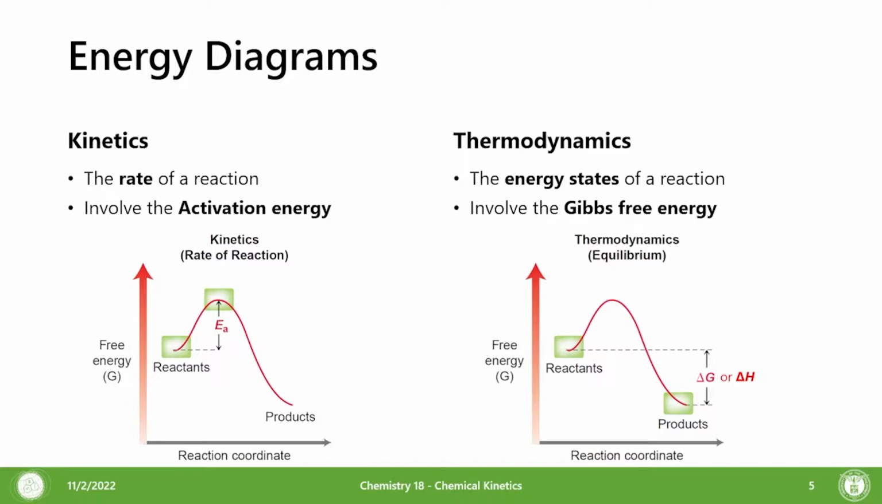Energy diagrams can show us both kinetics and thermodynamics of a reaction. Since we're dealing mostly with kinetics in this lesson, we'll only be looking at energy diagrams and how they relate to the activation energy. As you can see, the activation energy is not dependent on the initial and final reactant and product, but rather on the state of the reactant and a point here, which we call the transition state. So in kinetics, we involve the activation energy.